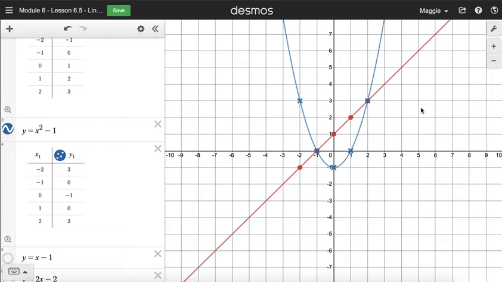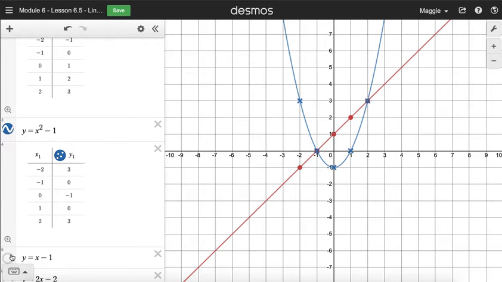And we're done with this particular graph. So you can see with a parabola and a line, we could have two answers. Essentially, we would have two solutions, meaning we have two points where the line can intersect the parabola.